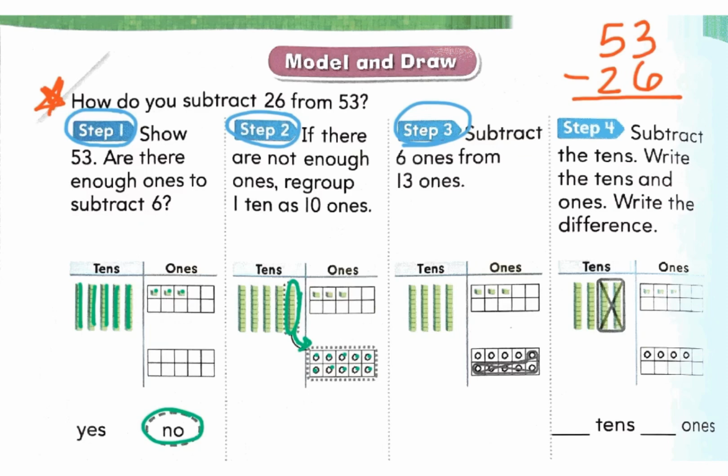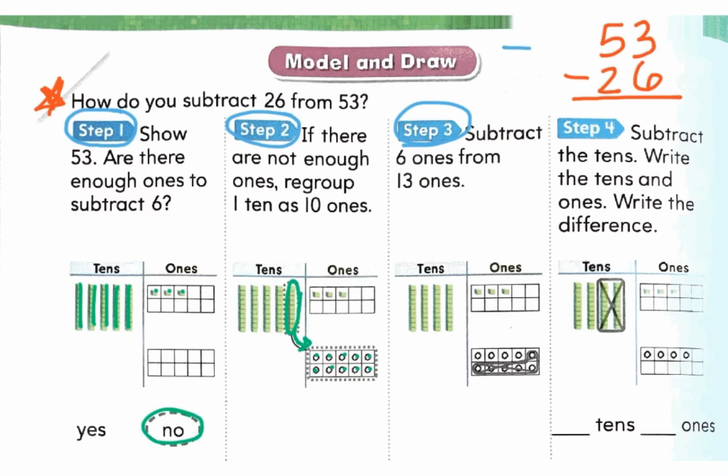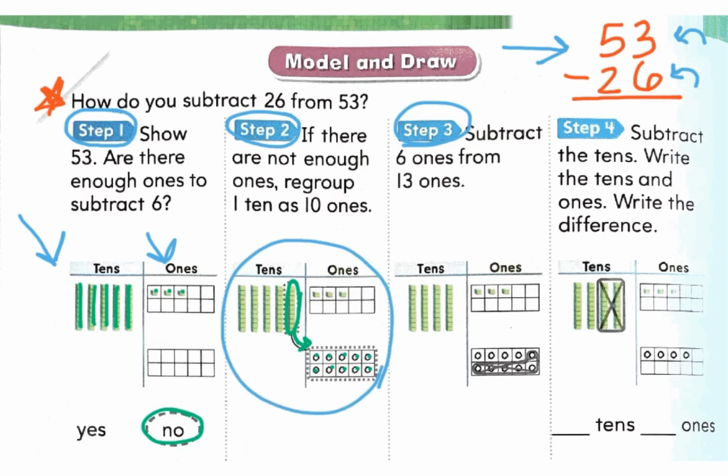Can anyone explain or guess why they're taking 6 ones away from 13 ones? Remember, our original problem was 53 minus 26. So before we move on, let's review the steps. We drew 53, and then we realized we could not take 6 ones away from 3 ones. So we went next door and got 10 more. We borrowed a ten and turned it into 10 ones so that we could have enough ones to subtract. Now we're left with 13 ones. Going back, we still have to subtract 6 from 13. All right, let's move on.